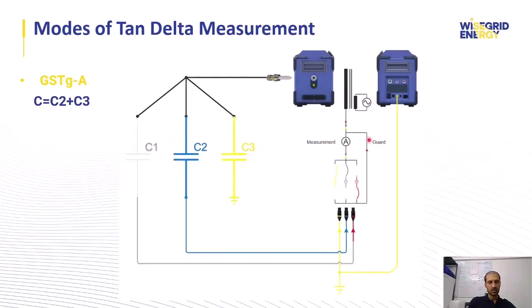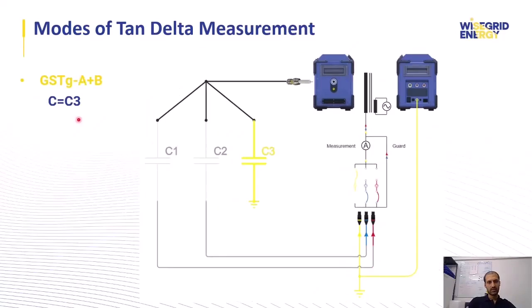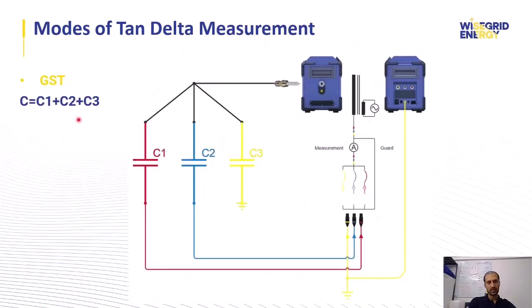In GSTG-A mode, current passing through the input A is connected to the guard point, and input B and ground currents are measured. So C2 plus C3 is measured in GSTG-A mode. If we select GSTG-B, current passing through C1 and C3 are measured, and C2 is guarded. In GSTG-A plus B, just C3 is measured. And finally, in GST mode, the device measures all capacitors which are connected to the inputs or ground.